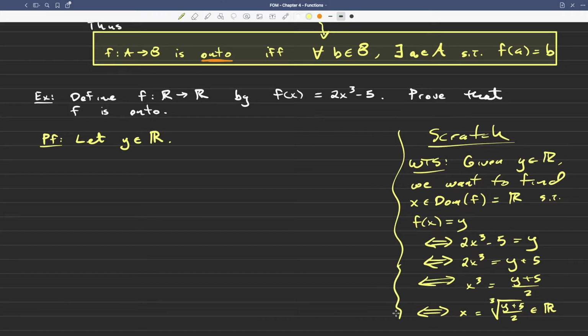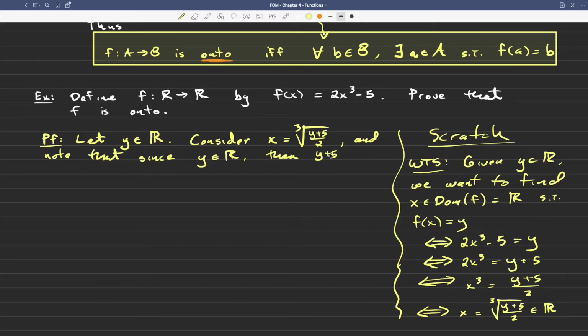In this scratch work, I've identified what my x is that's in the domain that I need to plug into the function, because all those steps were reversible. When I plug that x value into the function, I'm going to get back y. So check it out. Now I'm going to go back to my proof, having done the scratch work. I'll say, consider x equals the cube root of (y plus 5) over 2. Since y is a real number, then (y plus 5) over 2 is a real number, and so is the cube root of (y plus 5) over 2. So x is a real number.